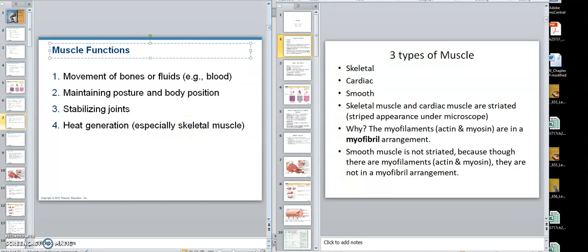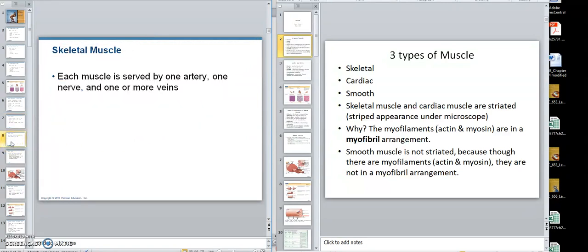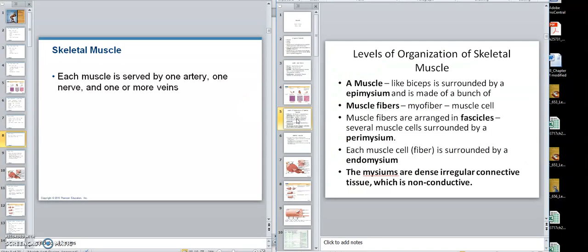Okay? Let's go a little further. Each muscle, now I want to talk on that for a moment. When I say each muscle, you say, what is a muscle? Well, you know colloquially what it is. A muscle, like the biceps, is made up of a bunch of muscle cells.